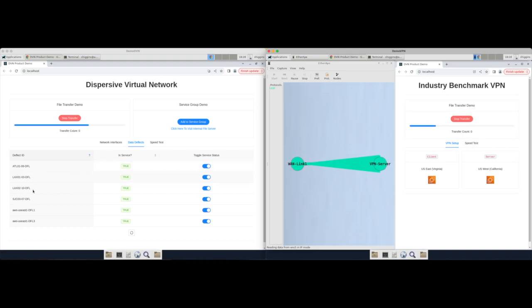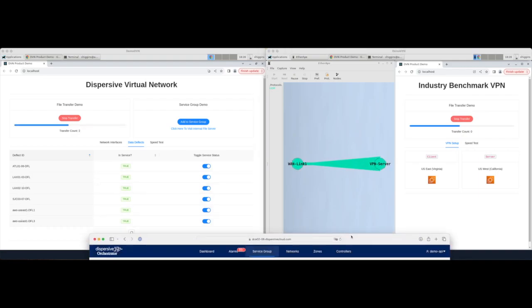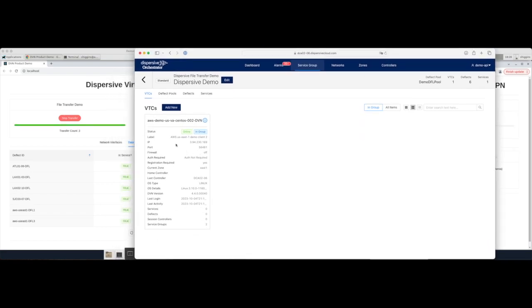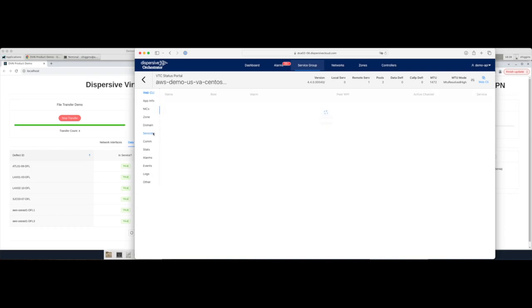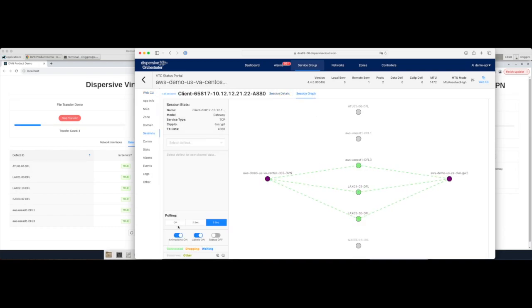On the Dispersive side, we have 6 available deflects that can be used in this system, a combination of bare metal data center deflects and AWS cloud-based deflects. I'll use the orchestrator tool to visualize exactly what's happening with the data flow in the Dispersive system. As we take a look at the session graph, you can see there are 3 channels that make up the single session of data transfer. We're using a combination of these 3 deflects that have been optimally selected based on real-time current network conditions.